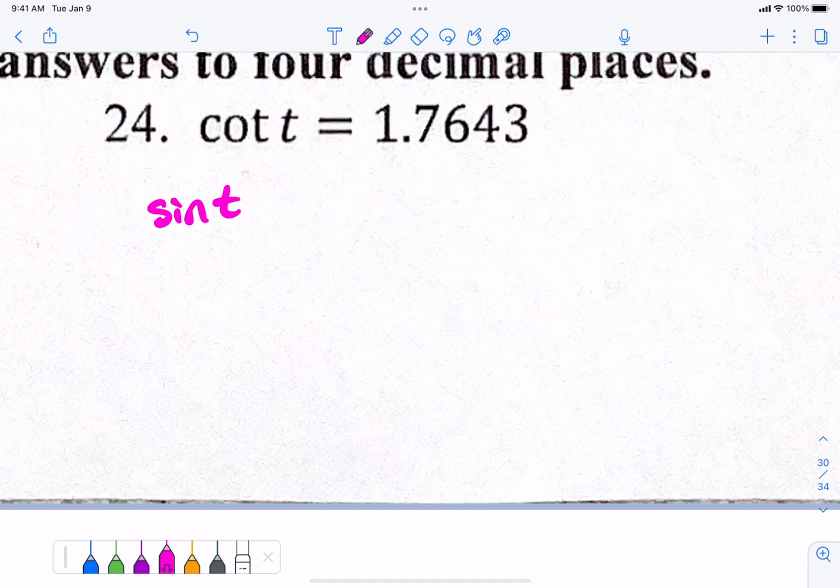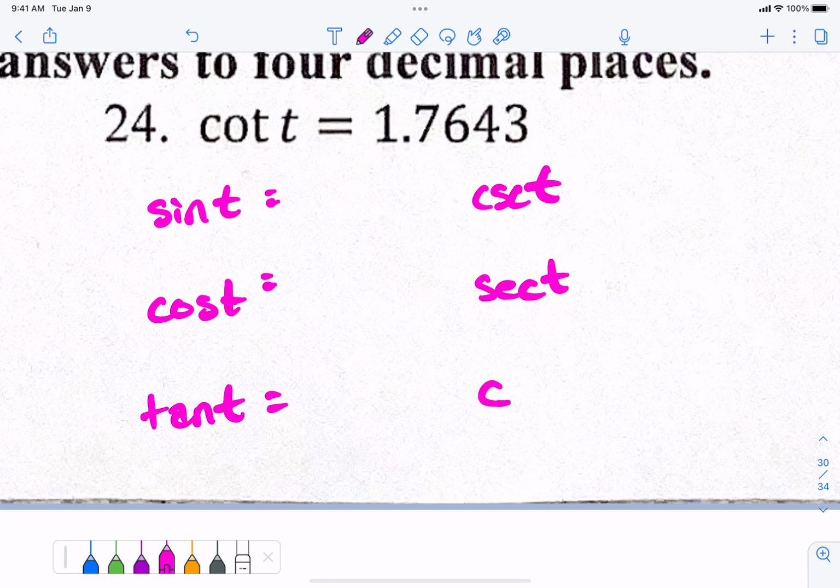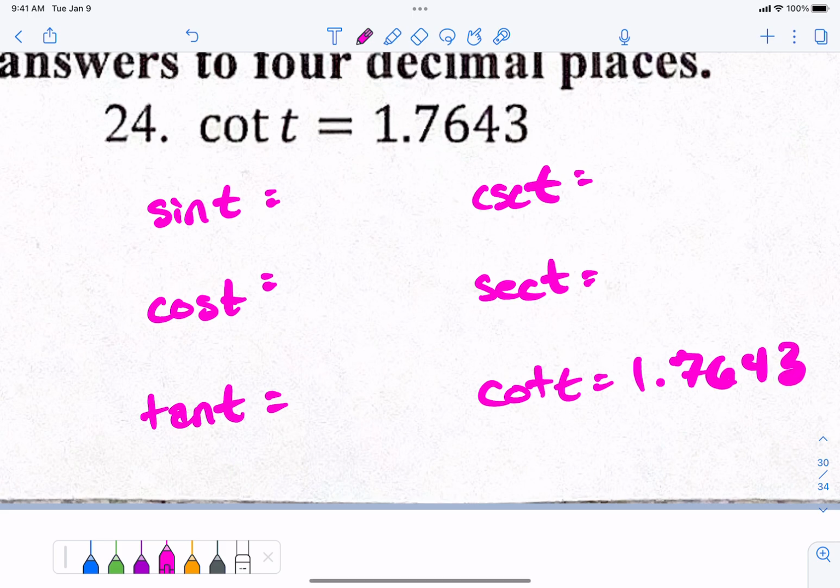Sine of t, cosine of t, tangent of t. Okay. Cosecant, secant, cotangent. And we know cotangent: 1.7643. Which one are you going to find first? Tangent. 1 divided by that is 0.5668. Got it. Okay. Now what are you going to find?